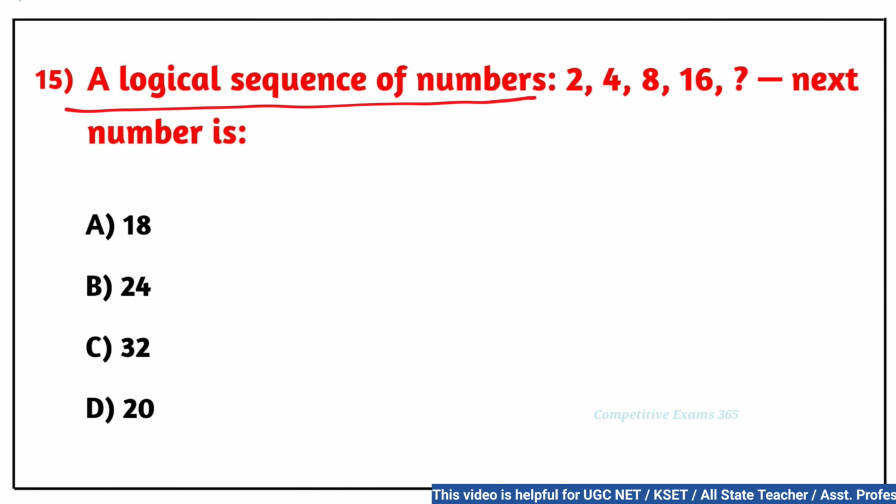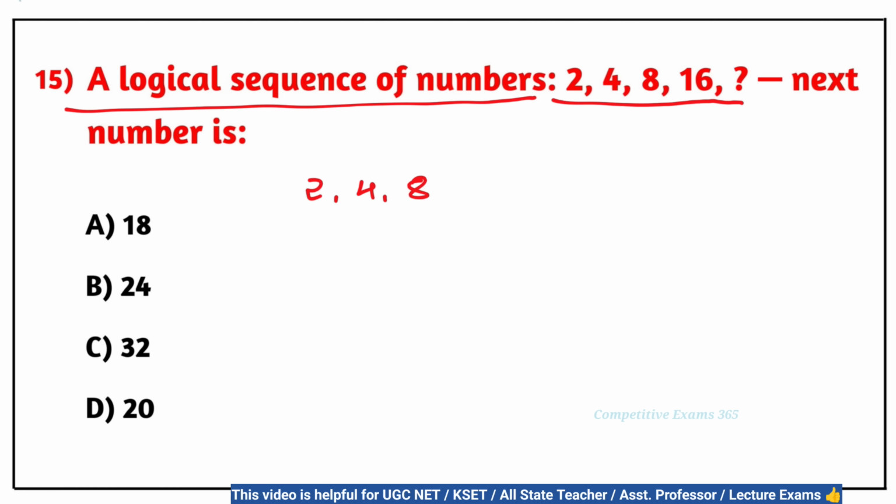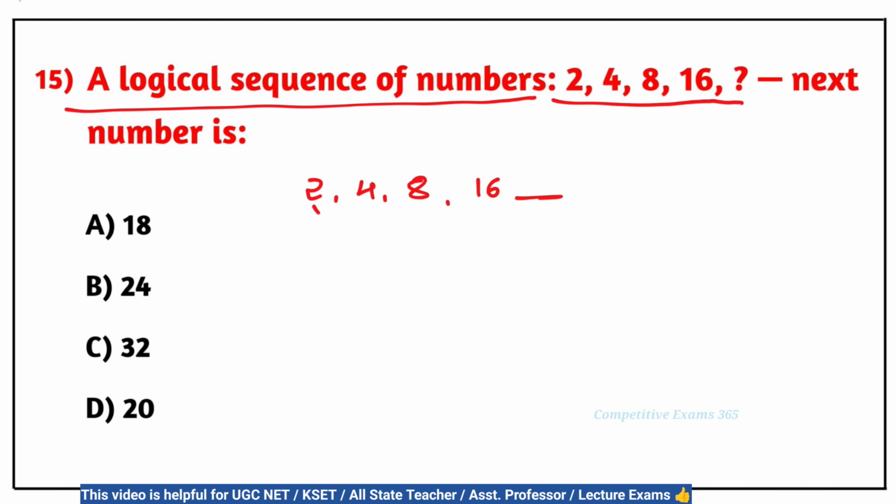15th question. A logical sequence of numbers 2, 4, 8, 16. Then we need to find the next number. Here they have given 2, 4, 8, 16. We need to find the next number. Here just observe that they are multiplying by 2.